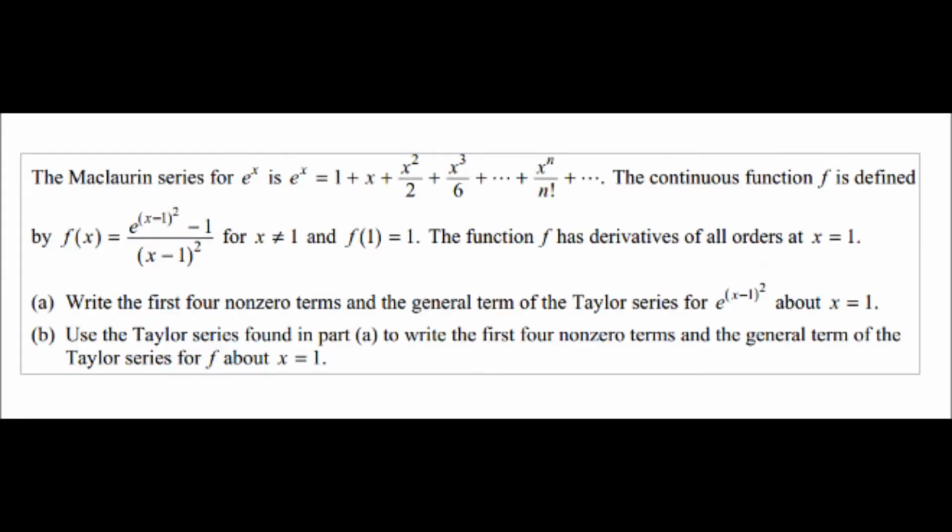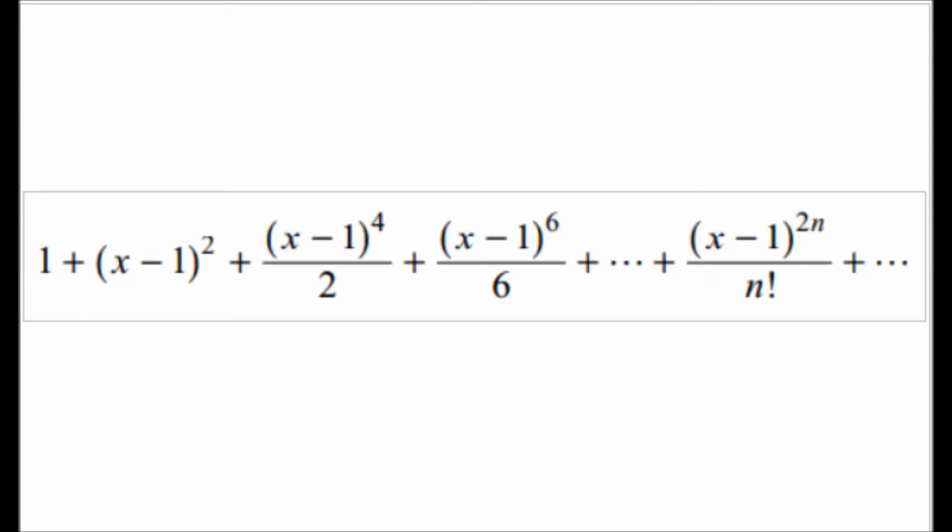What's different about this one? Well, it looks like the first change we need to make is build a series for e to the x, but nest x minus 1 to the second. Yeah, and then we need to subtract 1 from the whole series. And the last thing we have to do is divide each term by x minus 1 squared. When we first nest x minus 1 squared, we get 1 plus x minus 1 squared plus x minus 1 to the 4th over 2 plus x minus 1 to the 6th over 6.